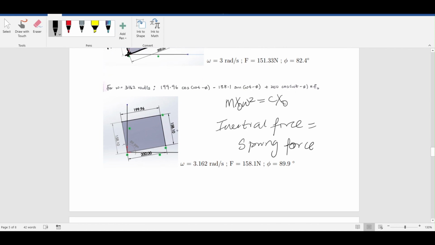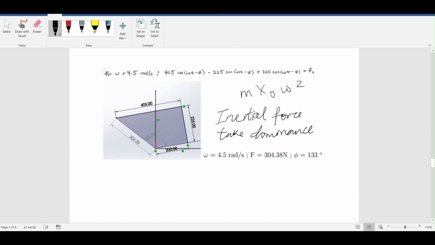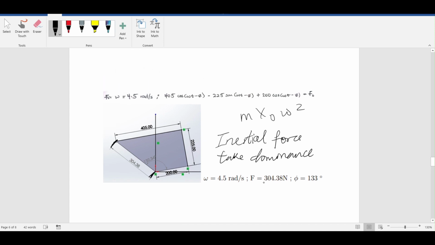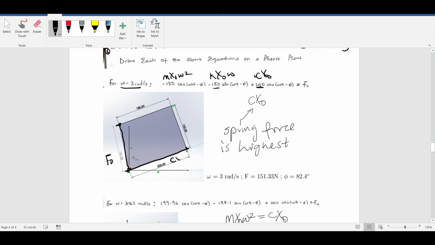For the second equation, you first draw cx 200, followed by this 158.1, this 106.96, and then you join the line here and measure it. What is it? That is f naught. Do the same for the third question as well: 200, 225, 105, and then join your line here. Measure the line from here to here, and you get your f naught. Let's say f naught equals 4.38.